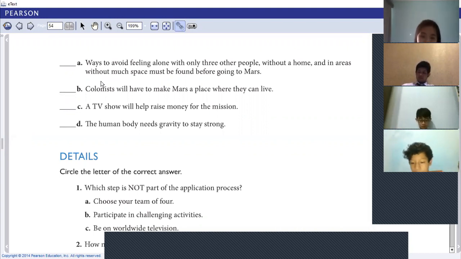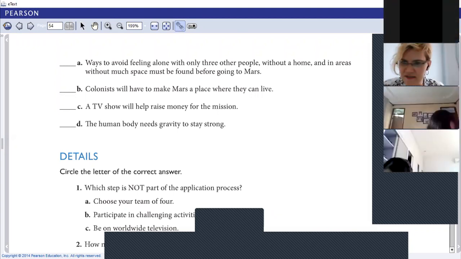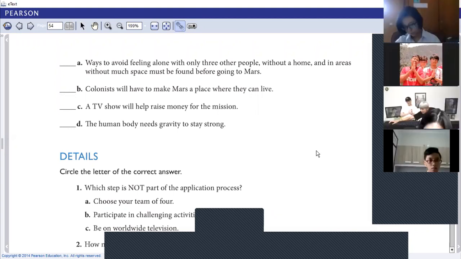So I would like to start with A, ways to avoid feeling alone with only 3 other people without a home and in areas without much space must be found before going to Mars. In what paragraph did you find this? You need to write down the paragraph number. In what paragraph is this stated? Shalini?